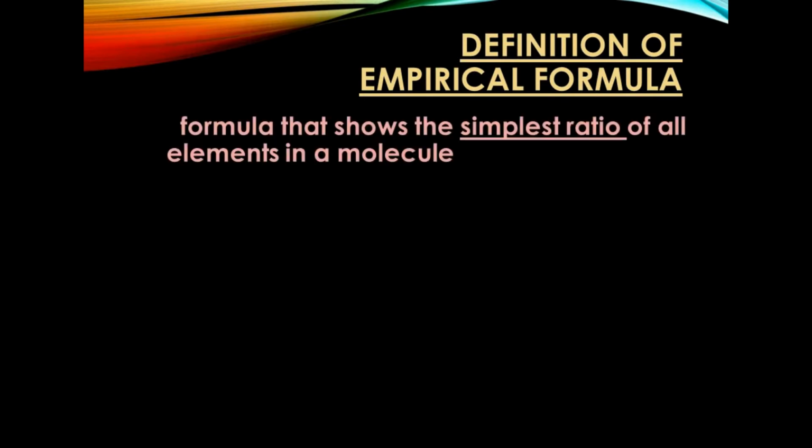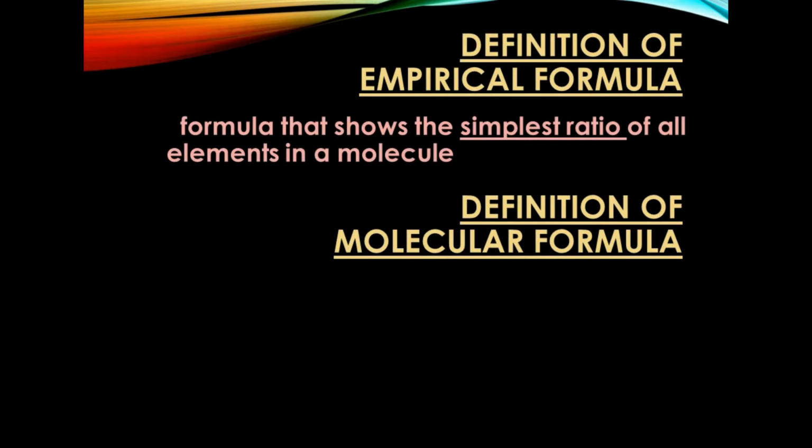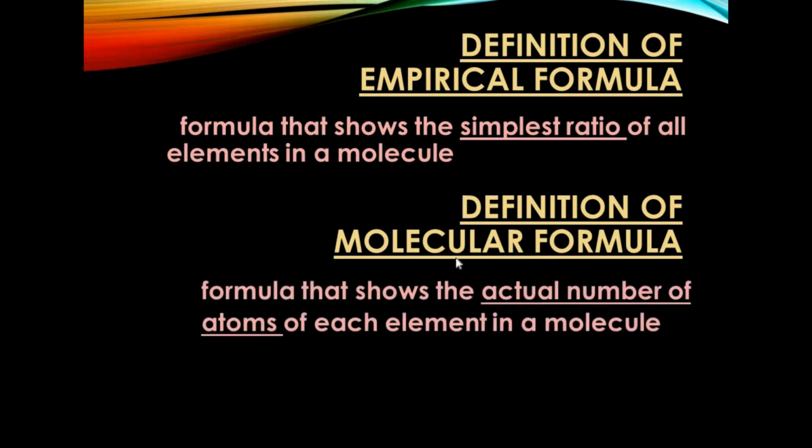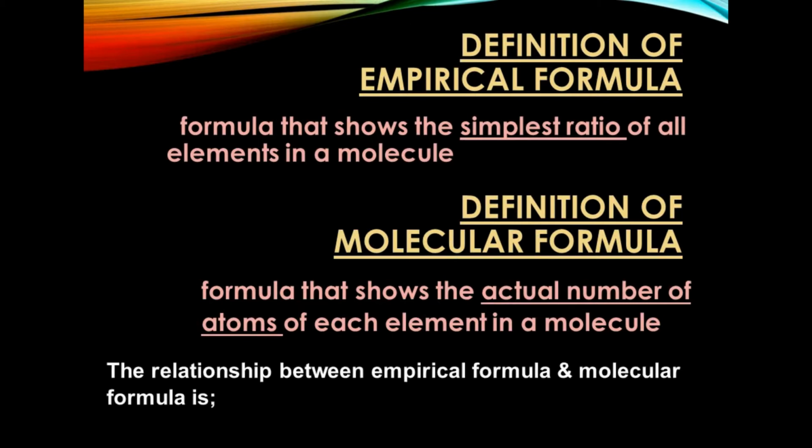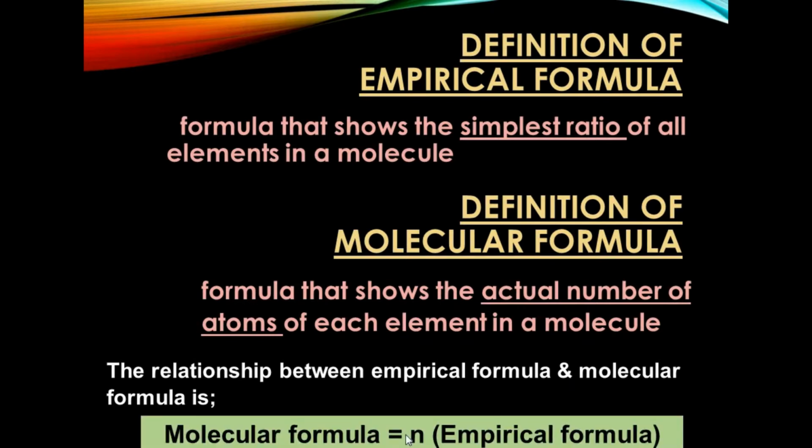Definition of empirical formula: empirical formula can be defined as a formula that shows the simplest ratio of all elements in a molecule. Meanwhile, molecular formula can be defined as the formula that shows the actual number of atoms of each element in a molecule. The relationship between empirical formula and molecular formula is that molecular formula equals n times the empirical formula.